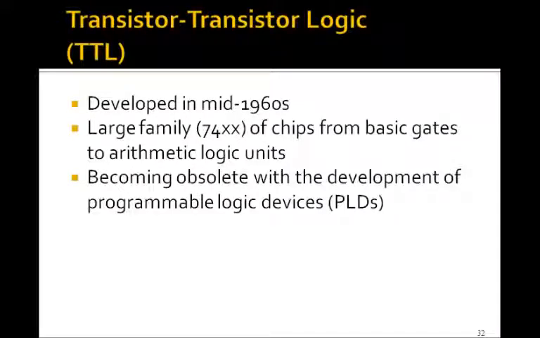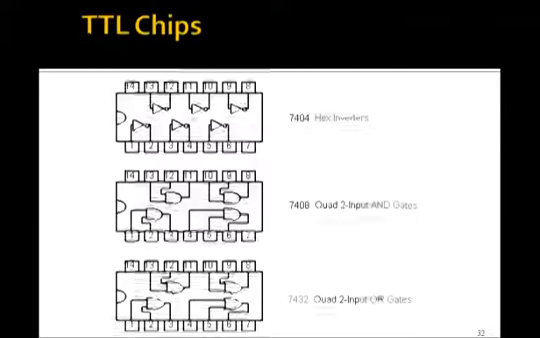Okay, finally, let's talk a little about transistor-transistor logic. These were developed back in the mid-60s, the so-called 7400 series. They're now becoming obsolete with the development of programmable logic devices that we'll talk about in the next lesson. But transistor-transistor logics are still around. They're very cheap, and if you just need an inverter or an AND gate or an OR gate, sometimes they're still useful to use, although, as I say, they're becoming obsolete.